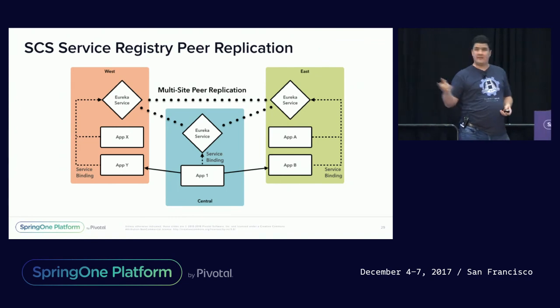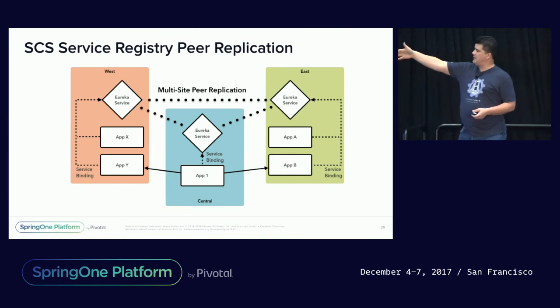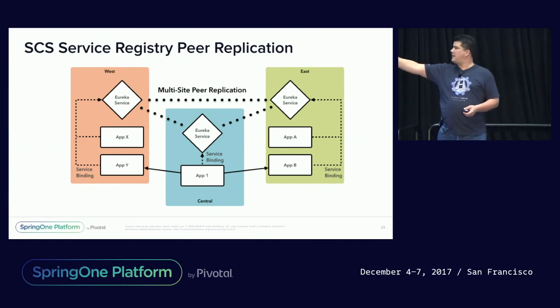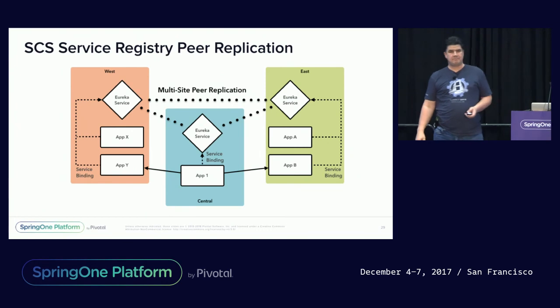Let's say you had all three of these locations, and I was the service registry in the central location. My peers list would be an array of the west and the east service registry that I want to peer with. So it is fairly straightforward.